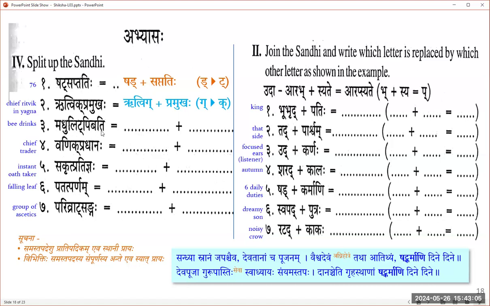Madhulid Pibati. It will be split as Madhulid plus Pibati. Very good. Madhulid plus Pibati. See, Bhagini is deliberately over-pronouncing so that we hear each other clearly, which is correct. Madhulid Pibati. Well done. One more, Bhagini. Vanik Pradhanaha. Vanik, that is Vanik. No, don't make it Va, you're reading it like Dirga. Vanik Pradhanaha. That is Vanig Pradhanaha. Correct.